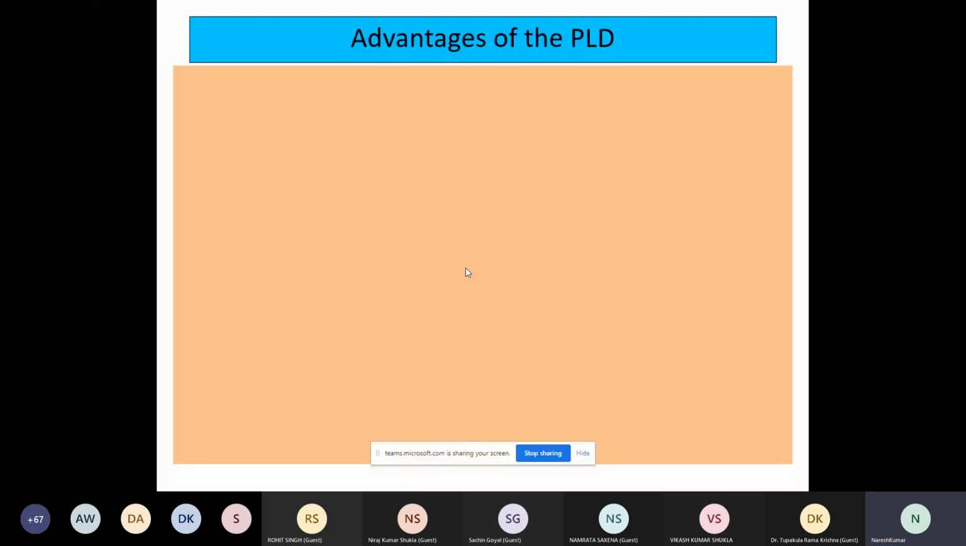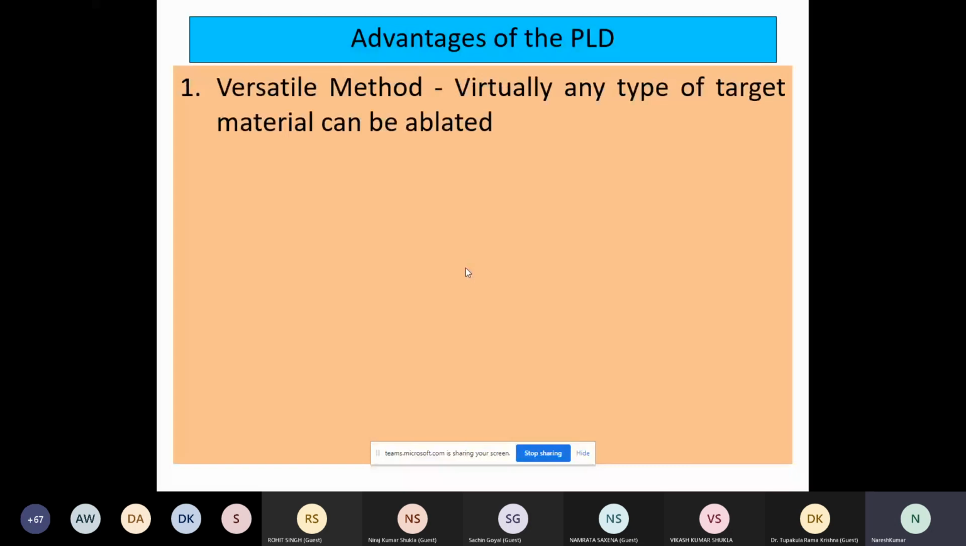Now let me look at why we are going for PLD. What is the beauty of this pulsed laser deposition system? One of the very important advantages of PLD is that it is a very versatile method, and in this method almost any type of material can be ablated. You can create plasma of any type because the laser energy fluence is very high. Okay, this is one thing.